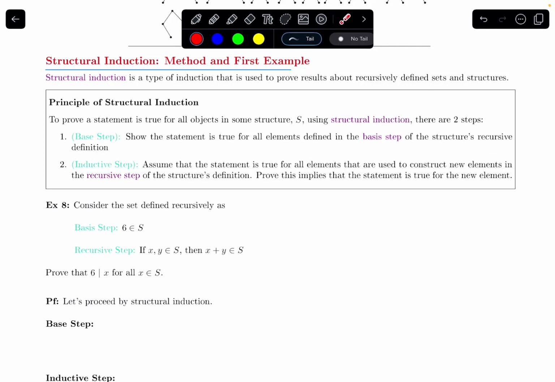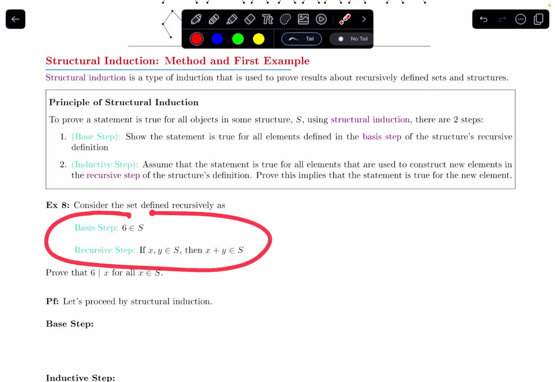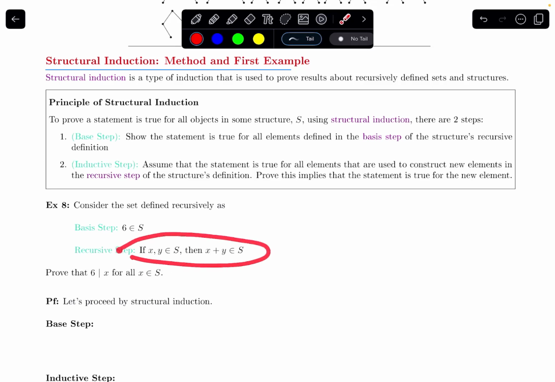So what does that mean? We've seen examples of recursively defined sets before. In fact, let's just briefly take a look at this example, and then I'll finish talking about how induction works. So here's a set that's defined recursively. I started off with the basis step. In the basis step, we describe what are the elements that we know are in the set initially. So this one says 6 is an element of the set. In the recursive step of this set's definition, it says that if x and y are in S, then x plus y is going to be in the set. So the recursive step gives us a rule for constructing new elements from old ones that we already have.